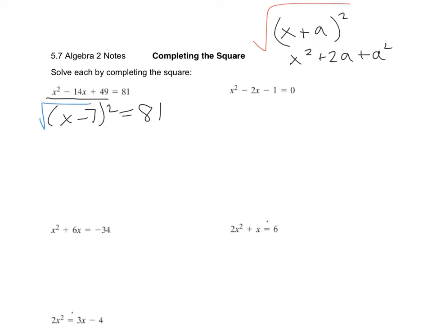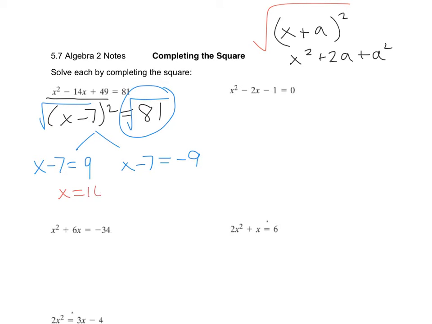So I can take the square root of both sides. This is when you have to be careful and set up two different problems, because x minus 7 could be positive 9, the square root of 81, and x minus 7 could be negative 9. So now I'm going to solve. So x is 16 and x is negative 2. Those are my answers.